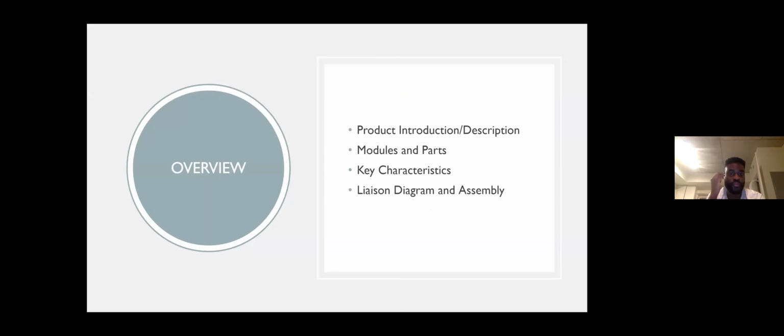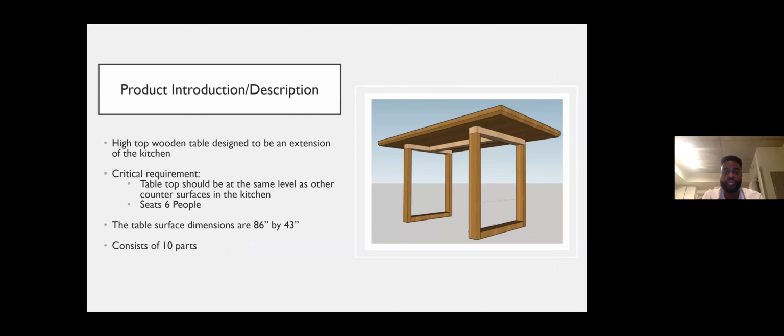Next slide, please. So to introduce our product to you, our product is a high top wooden table. This product would be used in a pre-existing setting, in a kitchen, and this kitchen has countertop surfaces as well. In order to allow for efficient moving of items from countertop surfaces to the kitchen table, we need the kitchen table height to be the same as the countertop surfaces, which is 36 inches. And then we also need the kitchen table to be able to sit at least 6 people.